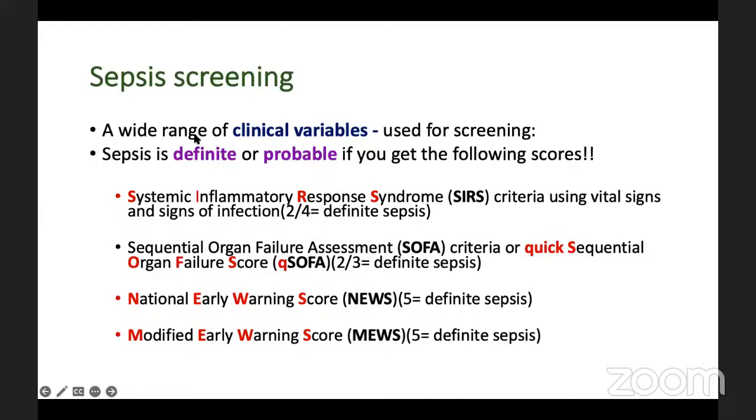And the other word is possible sepsis. That is when the features are not suggestive of sepsis, when the scores are not more than the given numbers, it's less than the given numbers. That is possible sepsis. You can't exclude sepsis, so it is possible sepsis, right? When the scores are coming up more than the count, it's definite or probable sepsis, right?